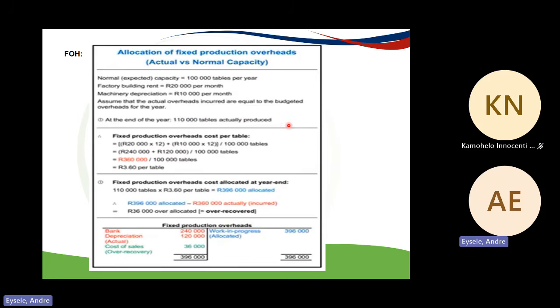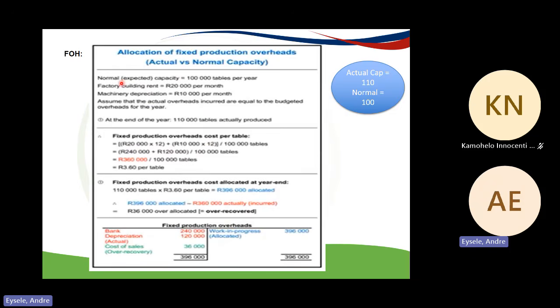110,000 tables actually produced. Can you see your actual capacity is more than your normal capacity? If we set allocation, the actual capacity is greater. Actual capacity is 110,000, normal is 100,000. Then you've got an over recovery. So how did we determine that over recovery?